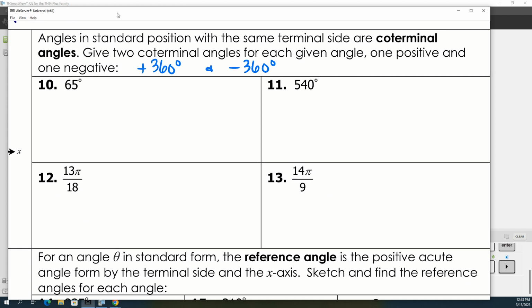But for 65 degrees, we'll just take 65 degrees and add 360. And that's going to be 420 degrees. All right, that's one of the coterminal angles. That's the positive one. And then to get the negative one, we'll take that 65 degrees and subtract 360. And that's going to give us negative 295 degrees.